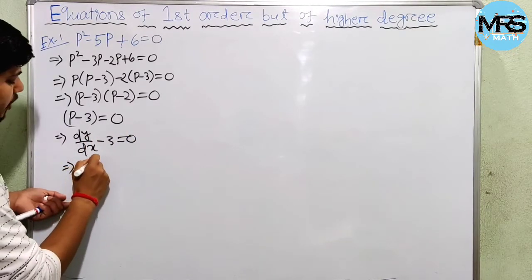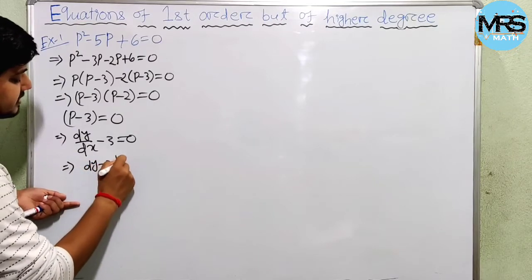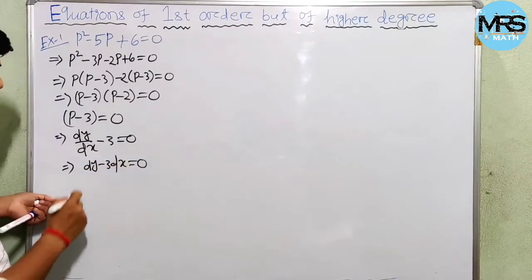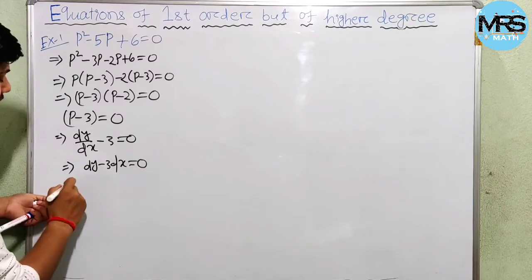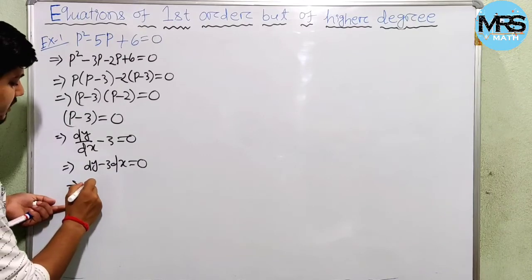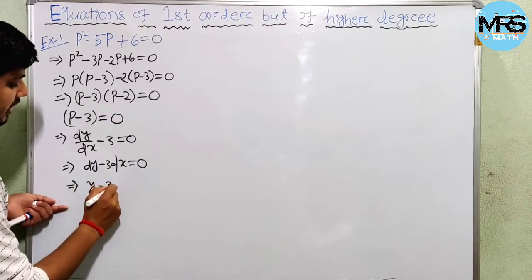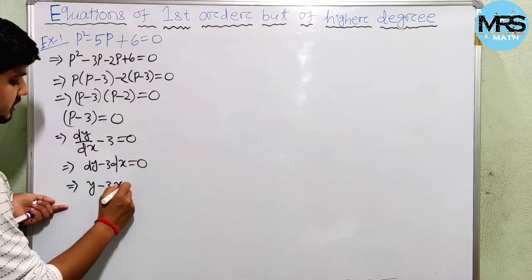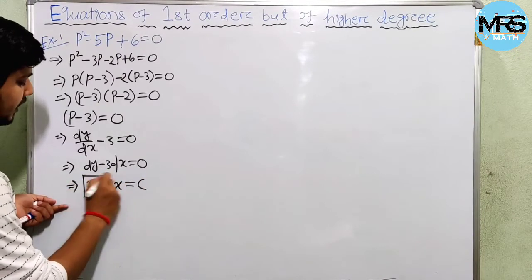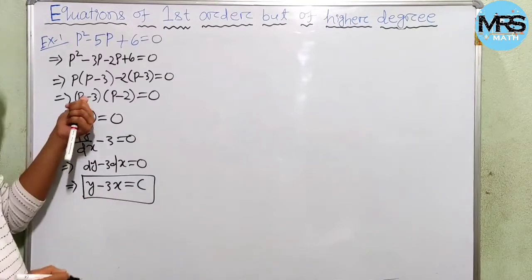Now dy minus 3 dx is 0, right? So now we will do integration, then what we will get is y minus 3x equal to c. Okay, this is the solution for this factor.